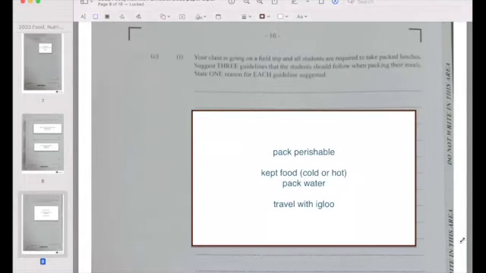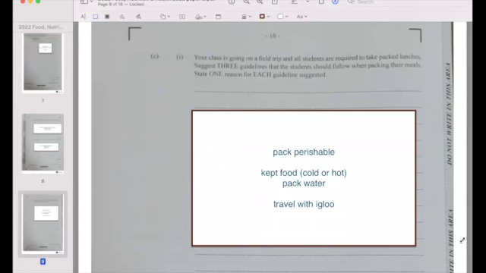Next question. Your class is going on a field trip and all students are required to take packed lunches. Suggest 3 guidelines that the students should follow when packing their meals. Suggest 1 reason for each guideline. All right. So you will pack perishable food. Keep food cold that is supposed to be cold. Keep food warm that is supposed to be warm. And pack water.